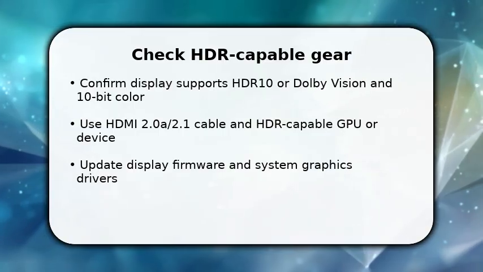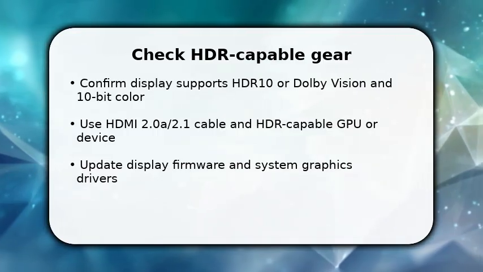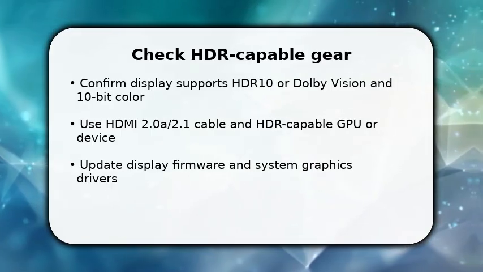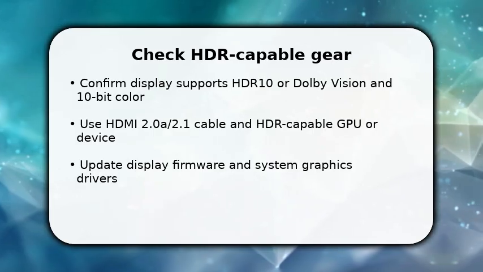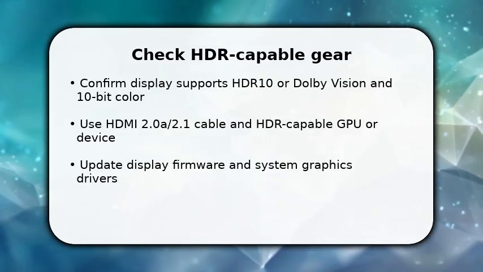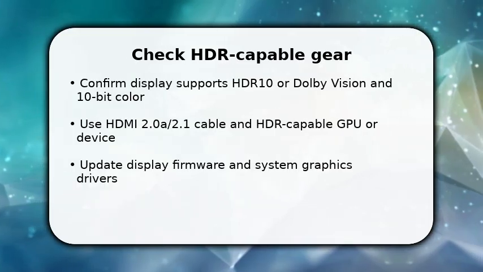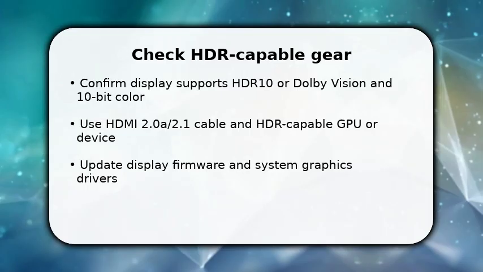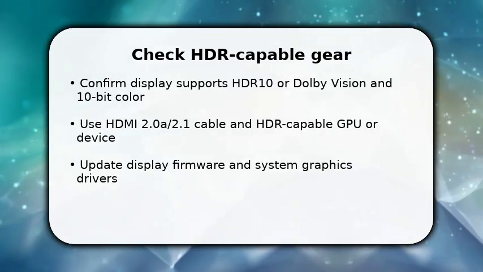You start by verifying the essentials so HDR actually displays. Check that your TV or monitor supports HDR10 or Dolby Vision and that your source device outputs 10-bit color. Once done, plug in using an HDMI 2.0a or 2.1 cable and enable HDR in the display settings. Make sure your GPU or streaming device firmware and drivers are updated. Outdated software often blocks HDR negotiation.